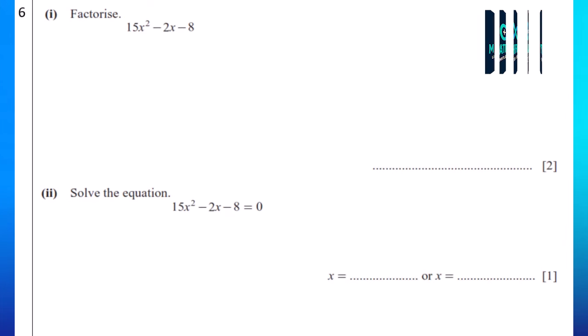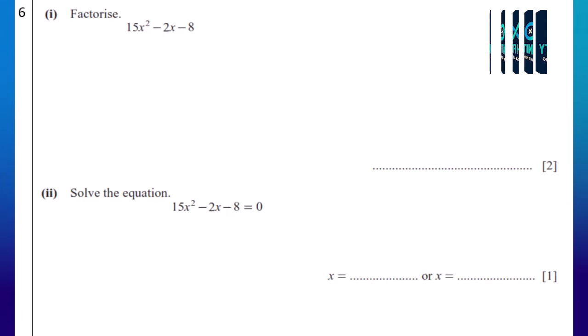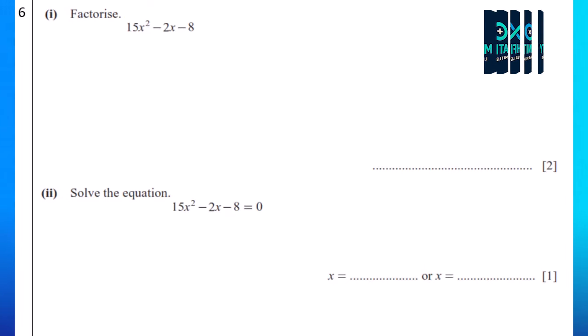Question number 6. Sometimes they ask both. In part A, you can see they ask to factorize. A quadratic equation is given, 15x square minus 2x minus 8, and we have to factorize. And in the B part, they say solve the same equation 15x square minus 2x minus 8 equal to 0, for 1 mark. So it is the same question as question number 5, but split into two parts. First, make the factors and then put them equal to 0 and find the answer.